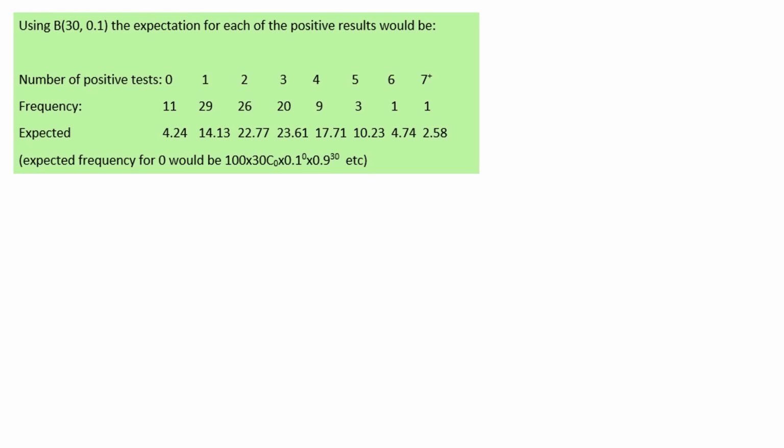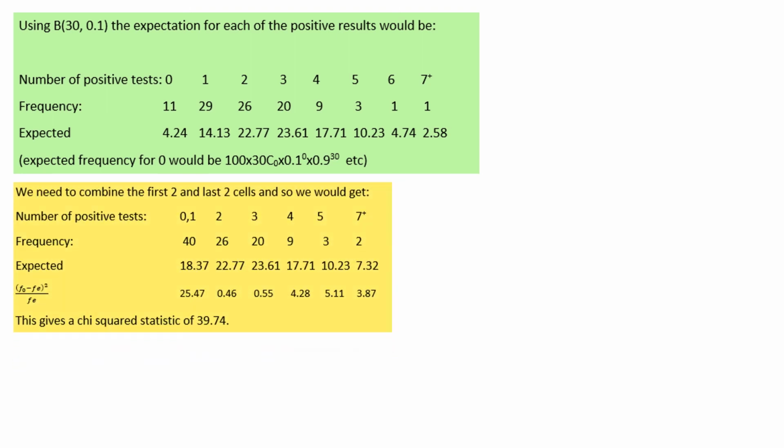Okay, so here's what we did. We did 30 choose 0 times 0.1 to the 0 times 0.9 to the 30, and then we multiply that by the 100 hospitals, and we get our expected value of 4.24. Okay, so then for 1 it would have been 30 choose 1 times 0.1 to the 1 times 0.9 to the 29, and again I would have timesed it by 100 because there were 100 hospitals, and then gone from there. Okay, and they're my expected frequencies.